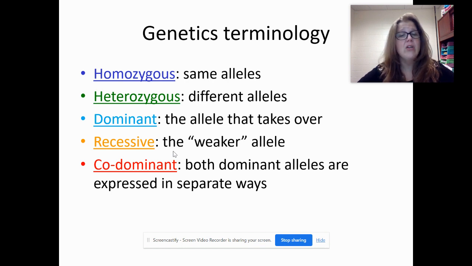And then we haven't talked about this yet, codominant. Sometimes you have more than one dominant allele, and one isn't strong enough to overshadow the other, so they actually are expressed in separate ways. That's codominance, meaning they are both dominant. Think of co-workers, people who work together doing the same job. So these dominant alleles are expressed in separate ways.